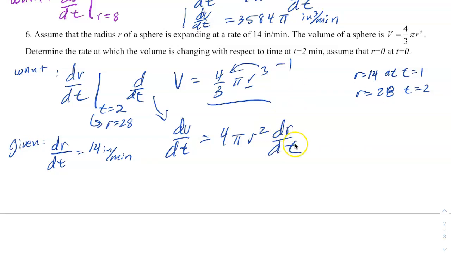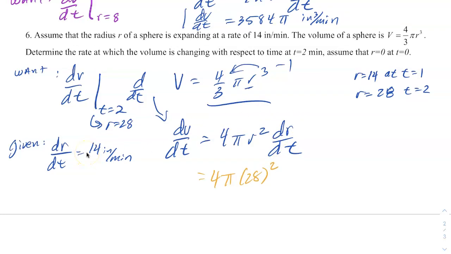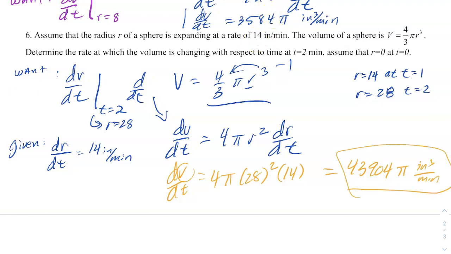And now we can plug everything in. So 4 is just 4, pi is just pi, r is 28, so we can square that. And then dr dt, they told us is 14. We'll multiply it all together. I would use a calculator. 43,904 pi. And then my units, again, we're doing volume here, so it's cubed. And what was it? Inches cubed per minute. So there we go. That's the lesson.